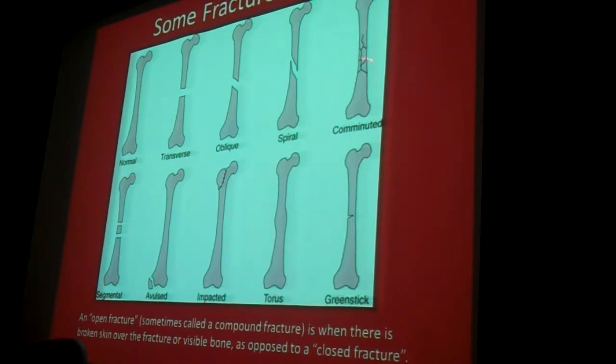Comminuted fractures, these are crush fractures. This is when a tree or a boulder falls on your leg, or you get hit by a car bumper on a motorcycle. This is the crushing kind of fracture. These are called comminuted fractures. Do those heal properly? Well, sometimes you've got to pin them back together again. It's pretty good to put a plate on there and screw the pieces back together.